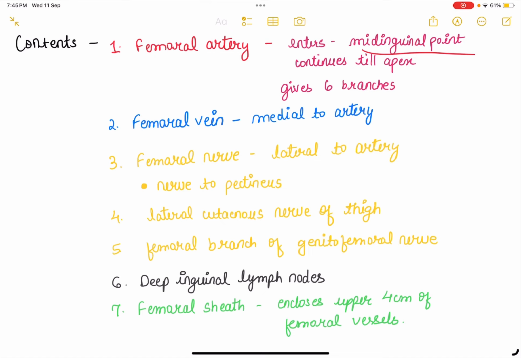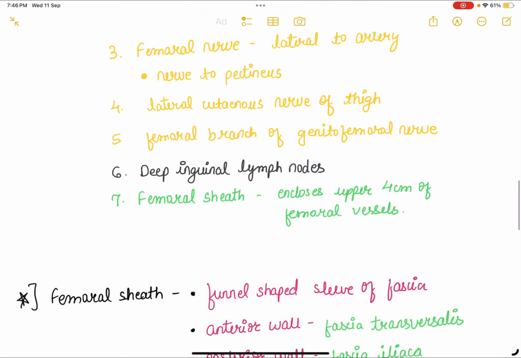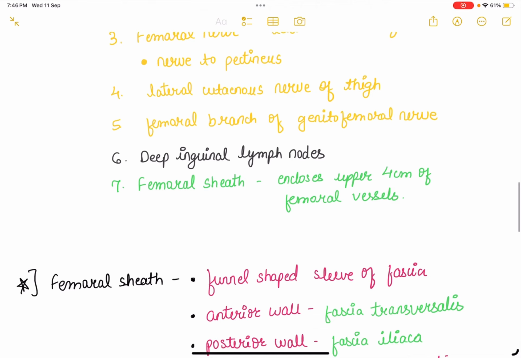We also have a femoral branch of the genitofemoral nerve. This occupies the lateral compartment of the femoral sheath. Then the femoral triangle also consists of deep inguinal lymph nodes. The deep inguinal lymph nodes drain the superficial inguinal lymph nodes and also drain the glans penis in males and clitoris in females. The 7th content is the femoral sheath.